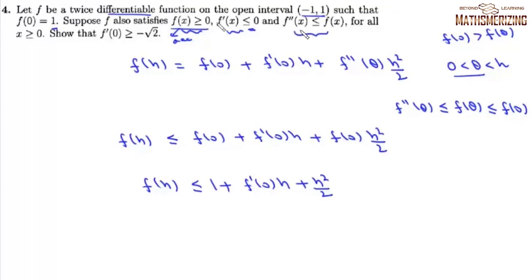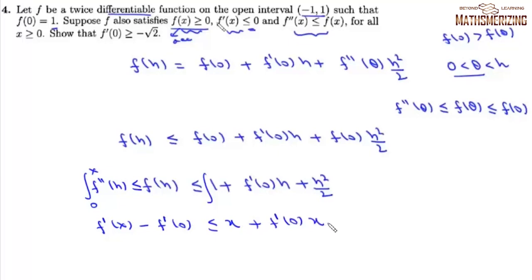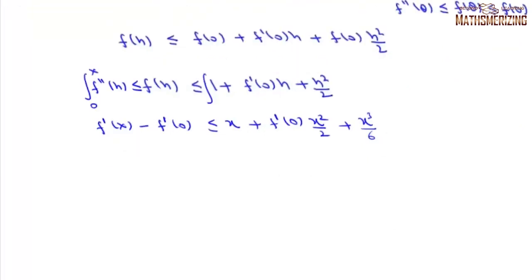Now we know that f double dash x is less than or equal to fx. So we can say fh will be greater than or equal to f double dash h. Now we'll integrate both sides from 0 to x. So we can write f dash x minus f dash 0 will be less than or equal to x plus f dash 0 x square upon 2 plus x cube upon 6. Now we'll integrate this once again from 0 to x.